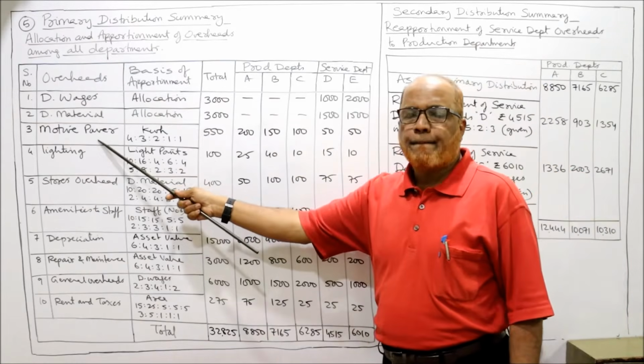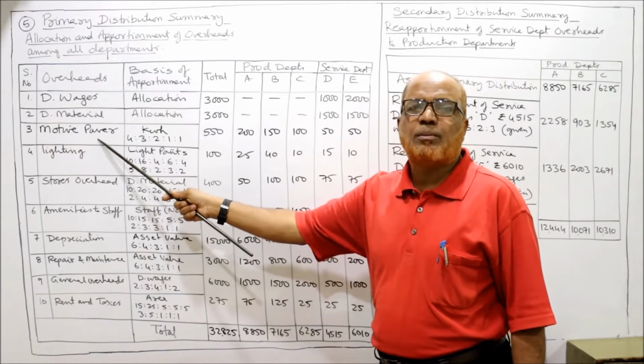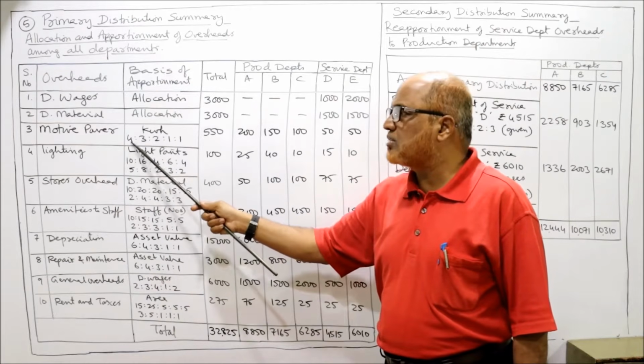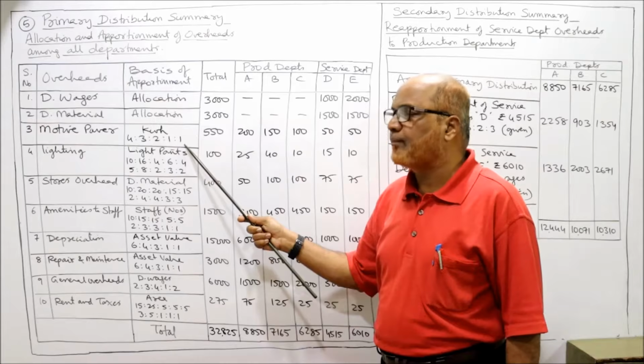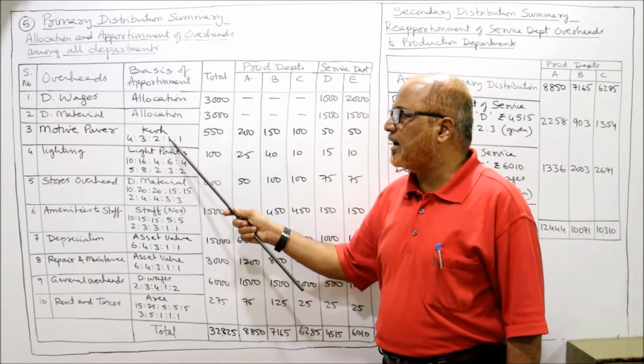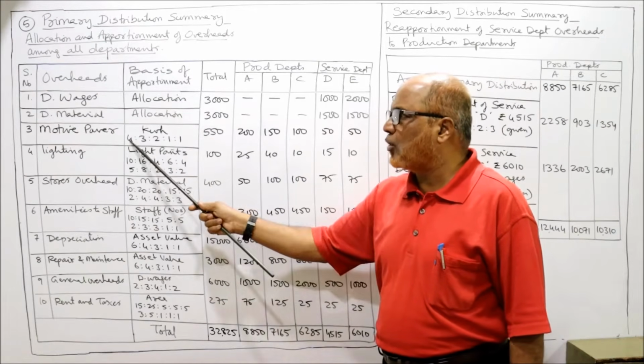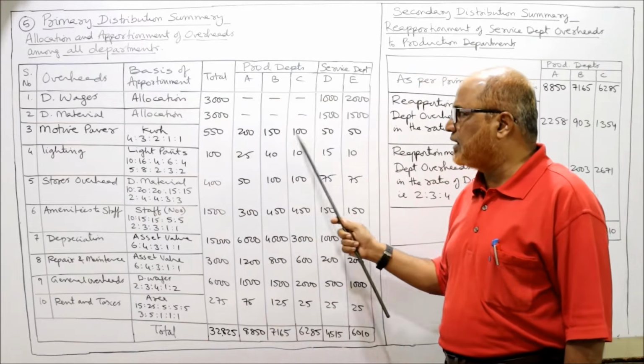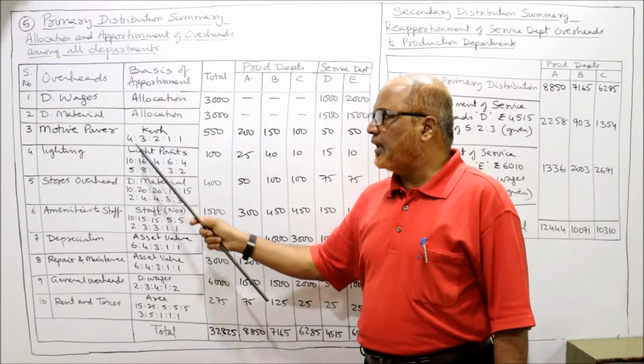Now motive power. I told you motive power will be apportioned on the basis of electricity kilowatt hours. So the kilowatt hours ratio is given as 4:3:2:1:1. So 4 plus 3 is 7, 8, 9, 10, 11. So 550 into 4 by 11, 550 into 3 by 11, 2 by 11, 1 by 11, 1 by 11. We'll get this one.